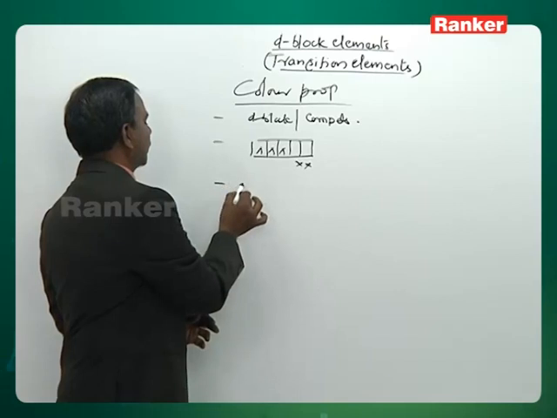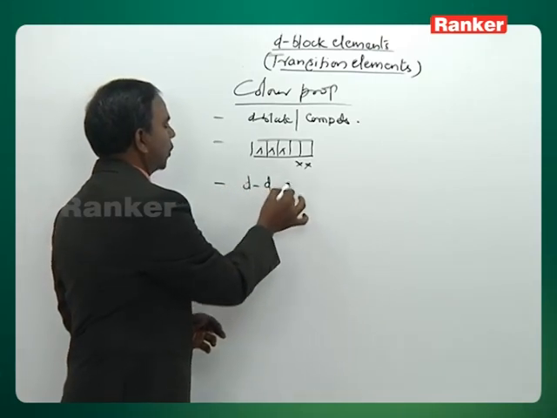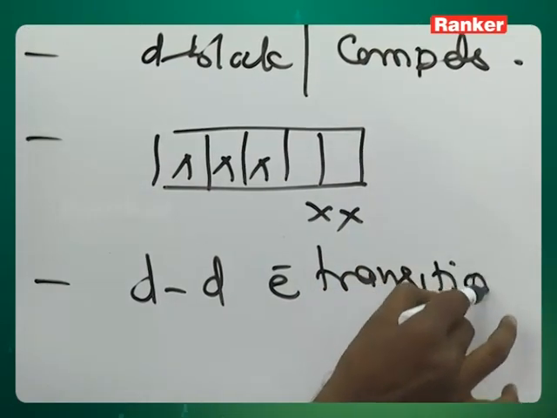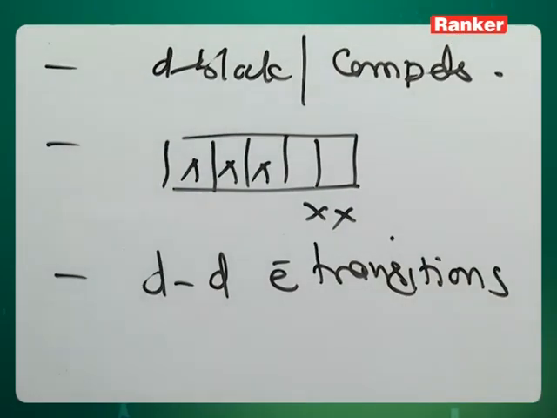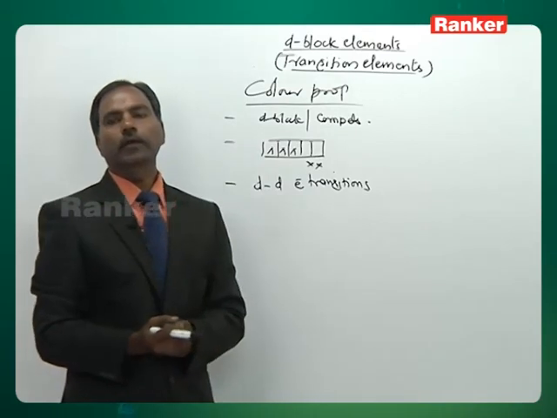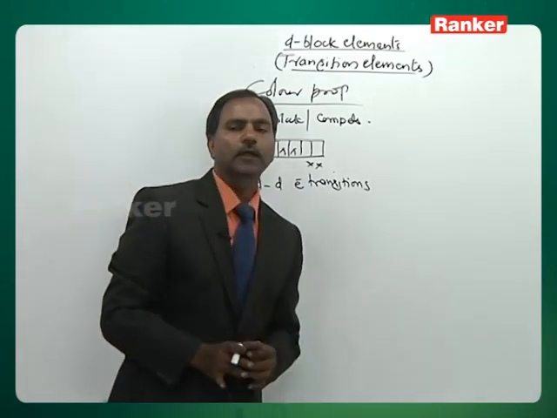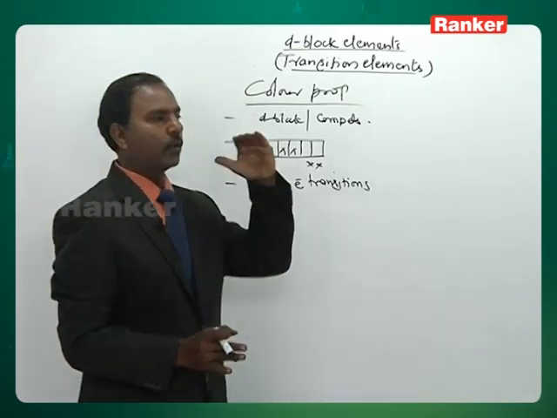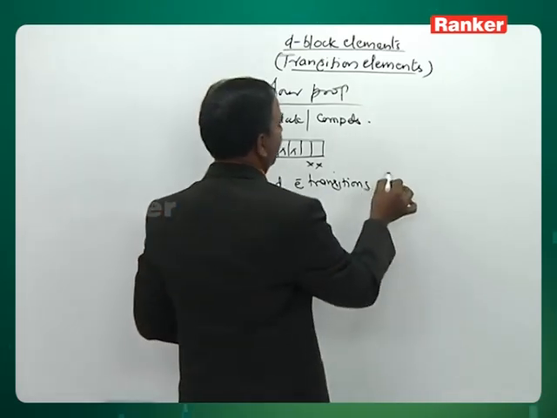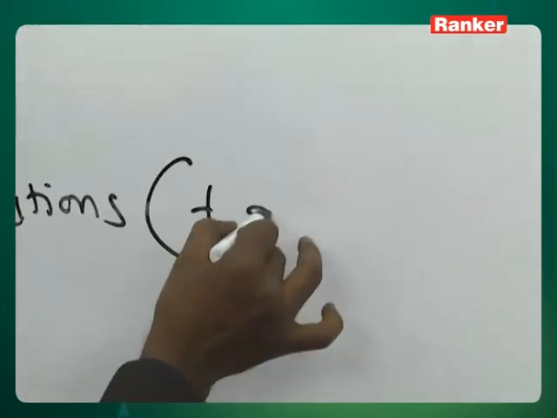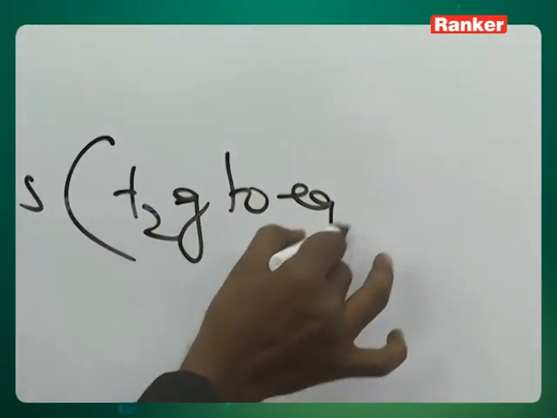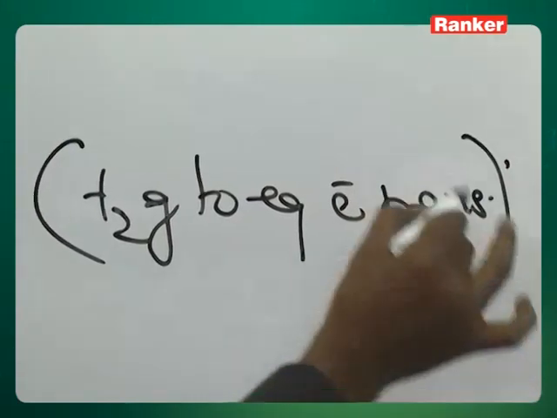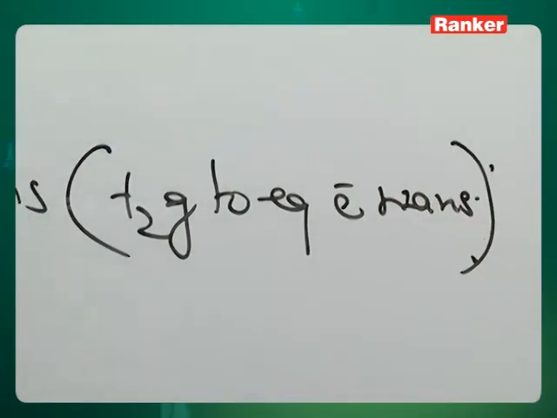The second reason, you can say, is d to d electronic transitions. What is this d to d electronic transition? According to crystal field theory, this transition you can also write as t2g to eg electronic transitions.